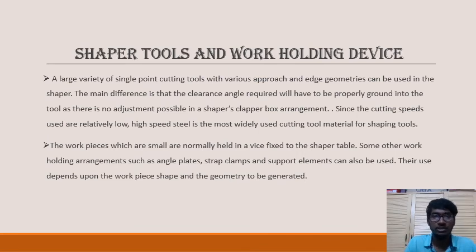So next comes the shaper tools and work holding devices. About tools, a large variety of single point cutting tools with various approach and edge geometries can be used in a shaper. The main difference is that the clearance angle required will have to be properly ground into the tool, as there is no adjustment possible in the shaper's clapper box arrangement. Since the cutting speeds used are relatively low, HSS, that is high speed steel, is most widely used as the cutting tool material for shaper tools.